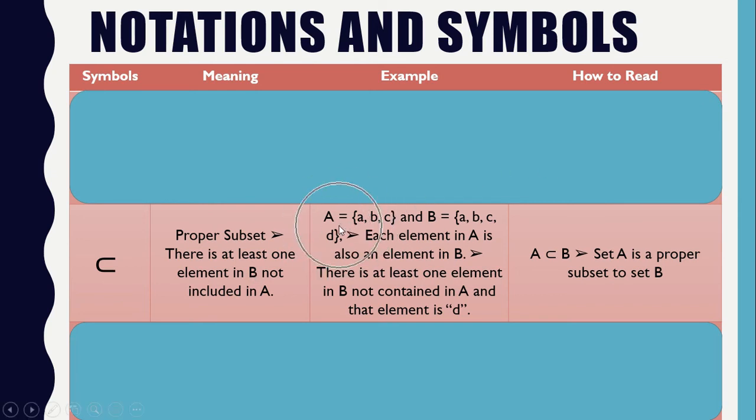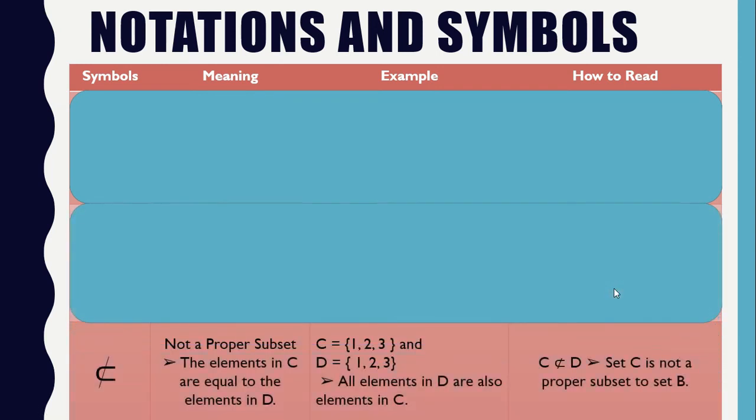Take for example, this one. Set A comprises of the letters A, B, and C. Samantalang ang set B comprises of the letters A, B, C, and D. Ayan, mapapansin nyo na lahat ng element ng A, B, C, ay element din ng B. Pero, ayan, there is an element sa B na wala sa A. At ang element na yon is D. Therefore, si A, proper subset siya ni B. Okay? Liwanag yun? Set A is a proper subset to set B.